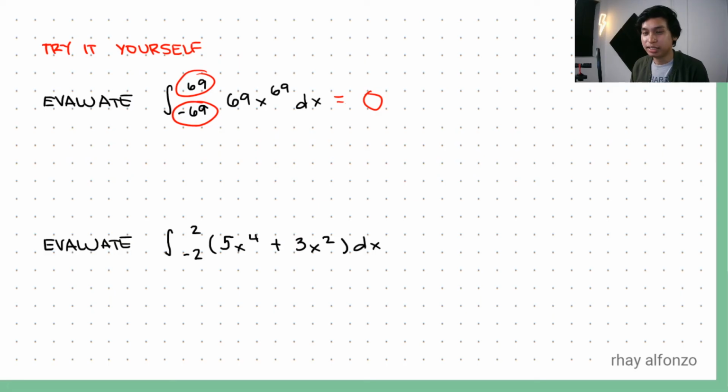Nice. And for our last example, we have 5x raised to the 4th plus 3x squared integrated from negative 2 to 2. So here we have x raised to the 4th, which is an even number. And here we have x squared, or x raised to 2, which is an even number as well. Therefore, our function is even. And when we integrate this, we get 80.